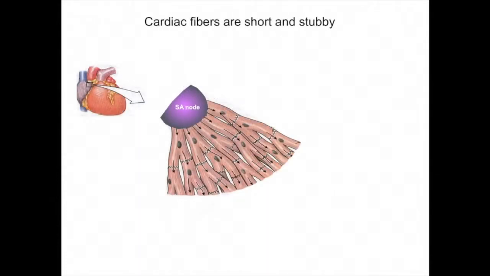This slide shows some of the novel structural features of cardiac muscle. The drawing shows the SA node and the atrial muscle fibers, but the ventricular fibers have the same arrangement. The location of the SA node on the right atrium is shown in the drawing of the heart in the upper left of the figure. The first point is that unlike the long skeletal muscle fibers, cardiac muscle fibers are short and stubby.